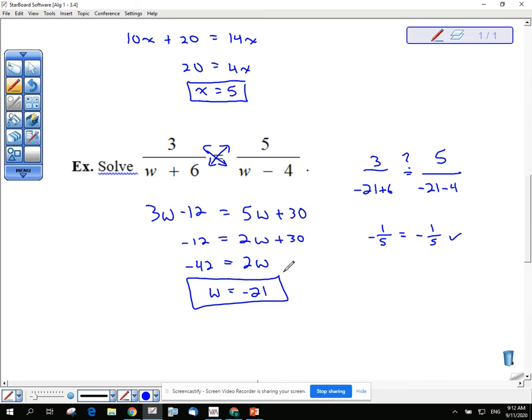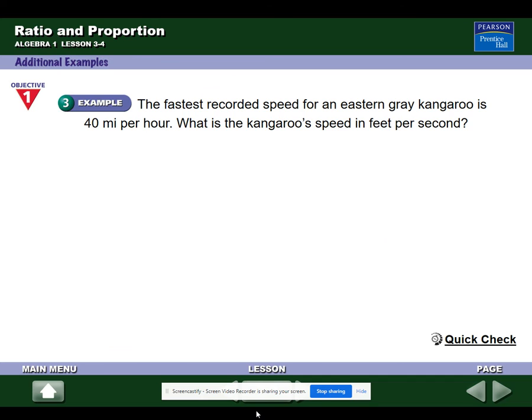Only one number is the solution, and we found it. It's negative 21. Okay, and then finally, I want to do this kind of problem. This is your fun problem here.